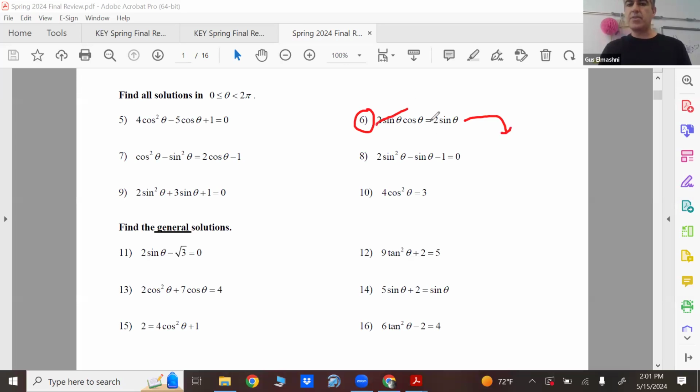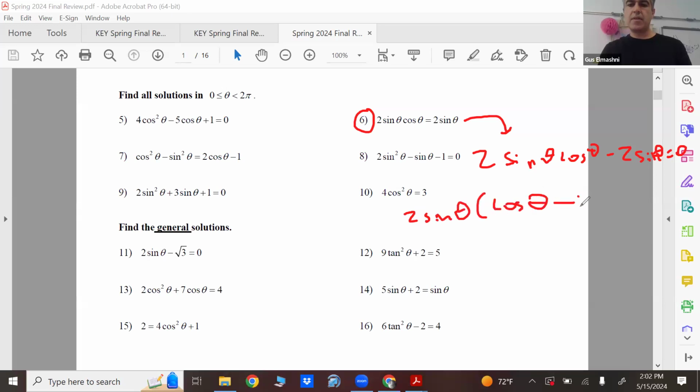Should I cross off those sine thetas and those twos? Don't. You lose the solution. Move everything over to one side first, then factor out. That'd be my recommendation, because you will lose an answer. So factor out 2 sine theta. So sine theta equals 0, and cosine theta equals 1.